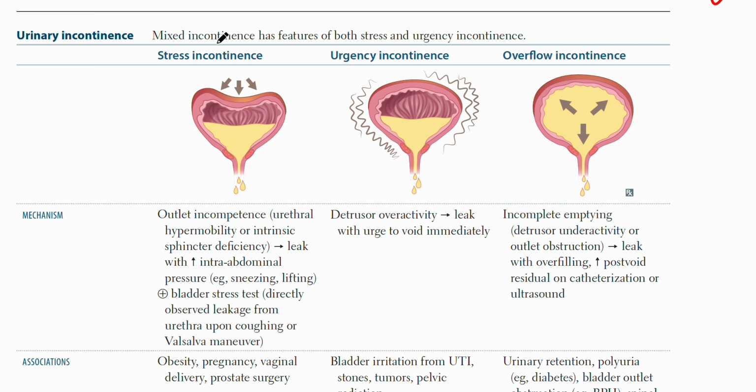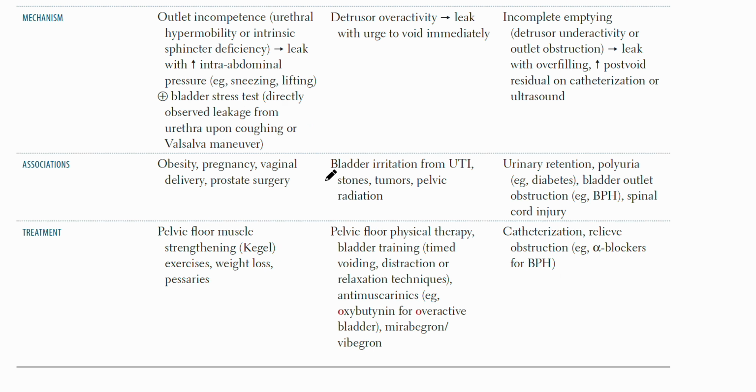Mixed incontinence has features of both stress and urgency incontinence. Incontinence typically means that we are unable to control our urinary outflow, so we are peeing unconsciously. There are different types: stress incontinence, urgency incontinence, and then overflow incontinence. Let's talk about each of them.